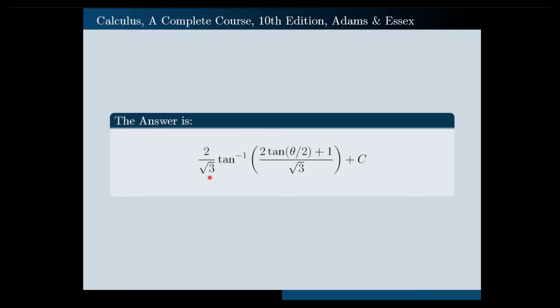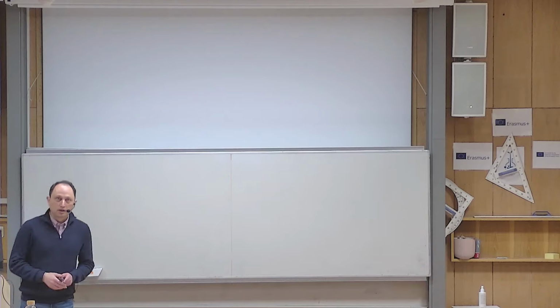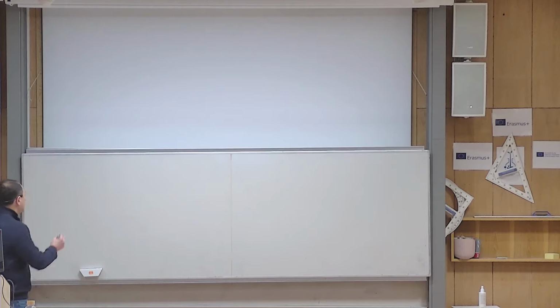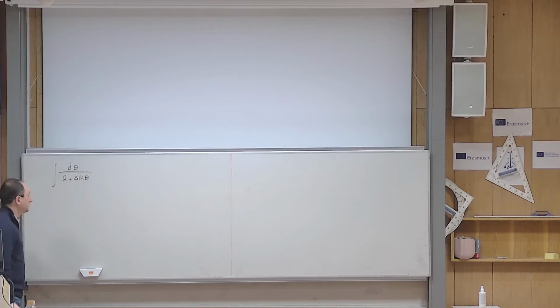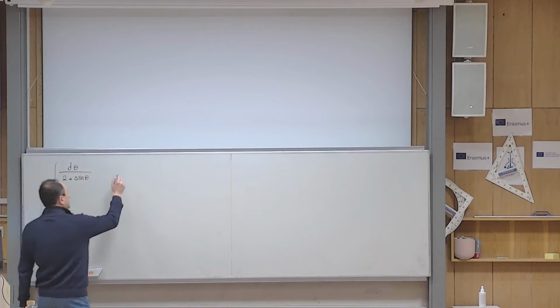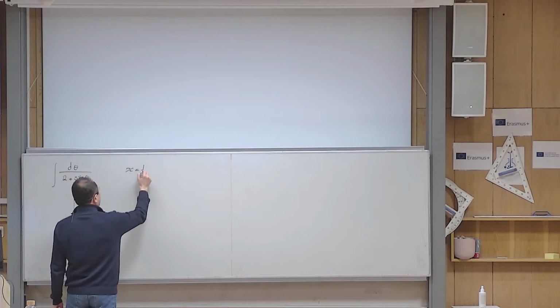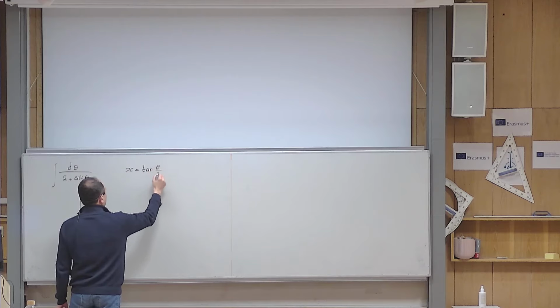2 over square root of 3 tangent inverse of 2 tangent theta over 2 plus 1 all over square root of 3 plus a constant c. Okay, so now let us solve this integral. So we want to calculate the integral of d theta over 2 plus sine theta. And they have told us to use this substitution, x to be tangent theta over 2.